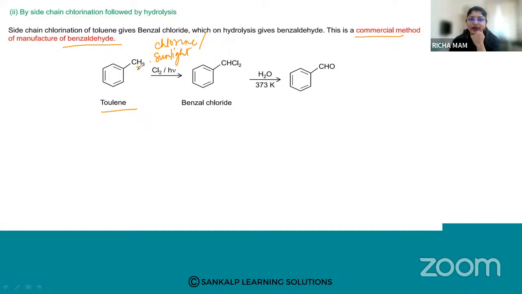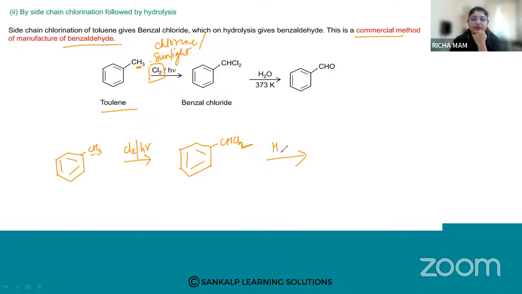Benzyl chloride. So one of the hydrogens. So what will happen here? Just see here. So that is CH3. One of the hydrogens is replaced by Cl2 in the presence of H nu. So one of the hydrogens is replaced by CHCl2. So two, because there are two chlorine atoms. So two hydrogen atoms are replaced by two Cl. Now this is a benzyl chloride.